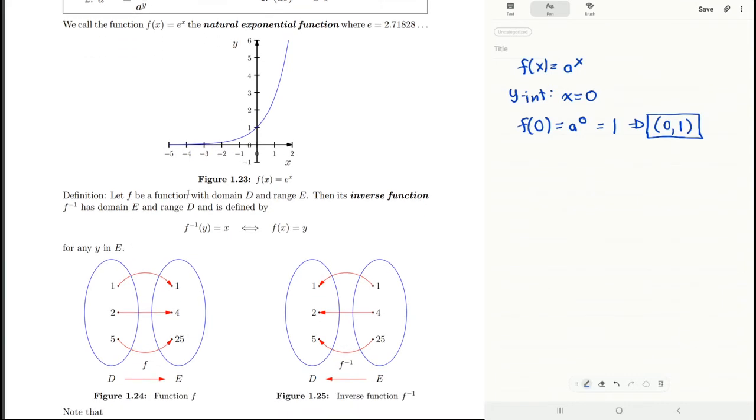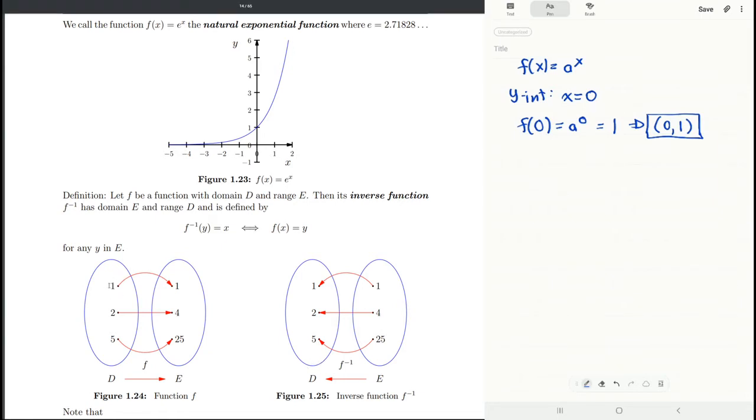So if we have a function f with a domain D and a range of E, then its inverse function f inverse has the domain E with the range D. And it's defined by the following relationship. So f inverse of y is going to be equal to x if and only if f of x is equal to y for any y in E. So on the left we have our function that takes the set D and maps it to the set E. Now the inverse function works in the opposite direction.